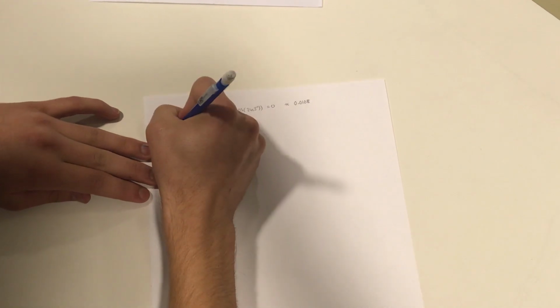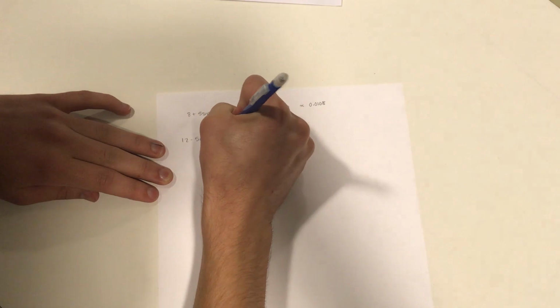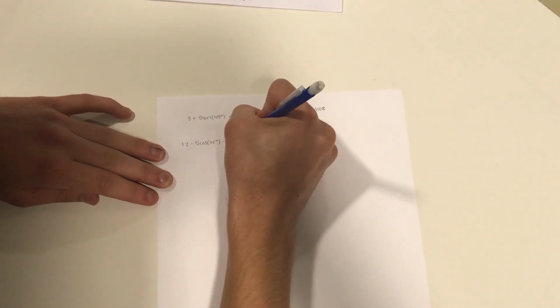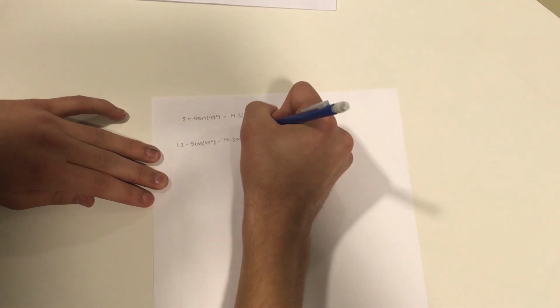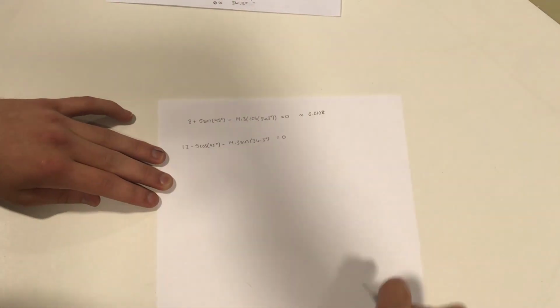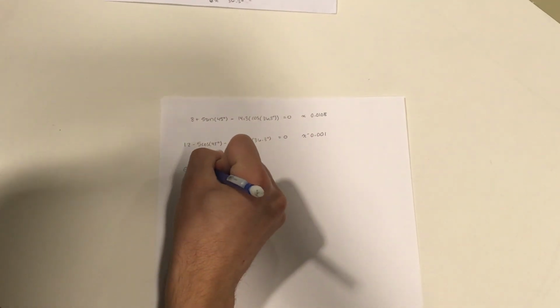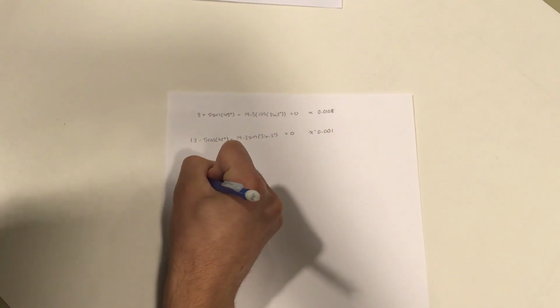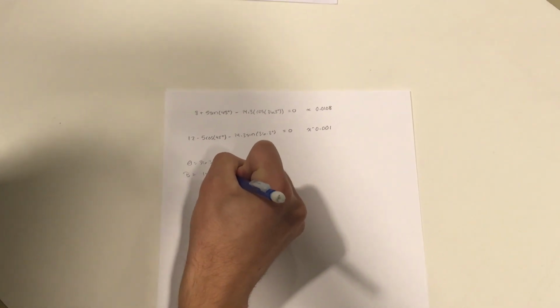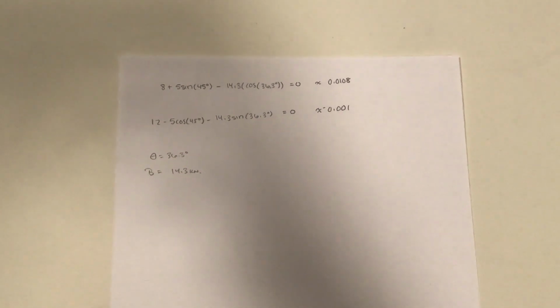And then for the y dimension, we have 12 minus 5 times the cosine of 45 degrees minus 14.3 times the sine of theta, such that theta equals 36.3 degrees. And once again, we should get that equals 0, and we get an approximate answer of 0.001. It is off by 1/1000th of a kilonewton. So I'd say that these approximate values for theta, equal to 36.3 degrees, and B, equal to 14.3 kilonewtons, are very, very close to their actual values, and so they would be good substitutes.